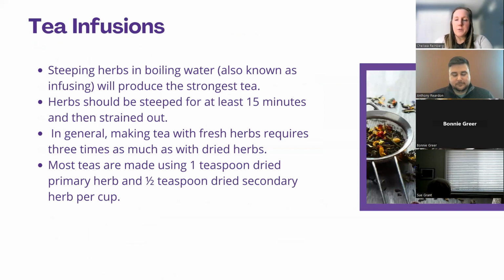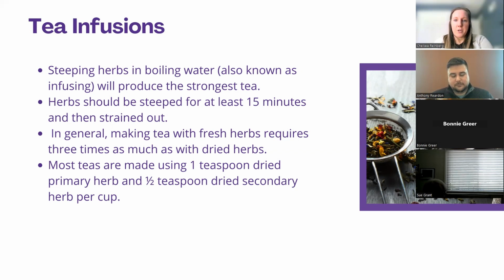Tea infusions, this is another way to use some of your herbs, especially your dried herbs. The best way is once you dry them, you would store them in a container appropriately. You would then steep your herbs in boiling water. And so doing this will produce the strongest teas, steeping them for at least 15 minutes, and then go ahead and strain those out. In general, making tea with fresh herbs requires 3 times as much as with dried herbs. So that's why dried herbs tend to be a little bit better. You can use a little bit less of them in your teas.